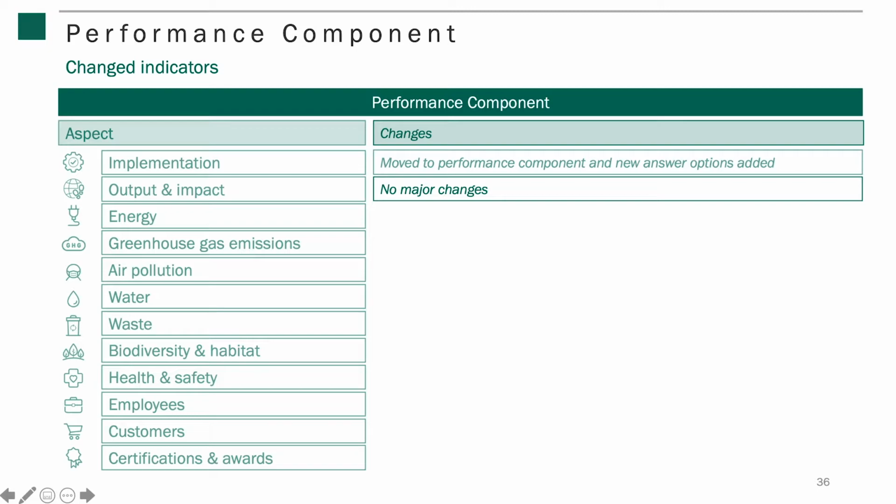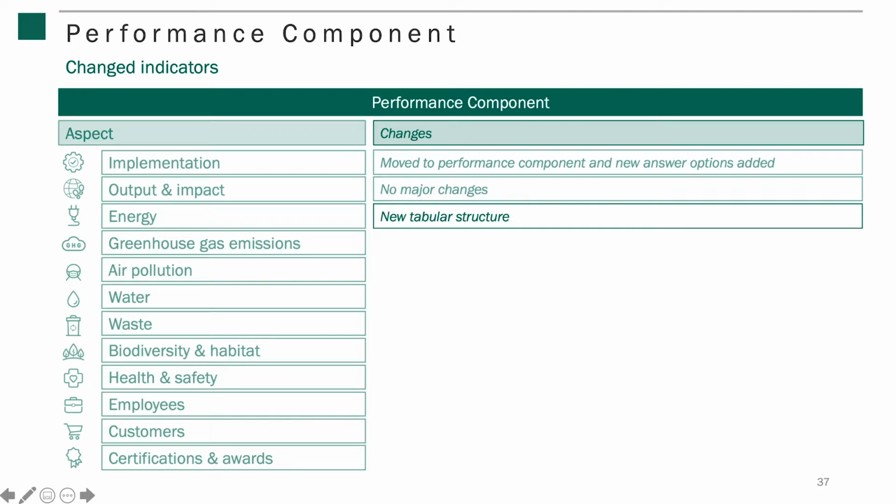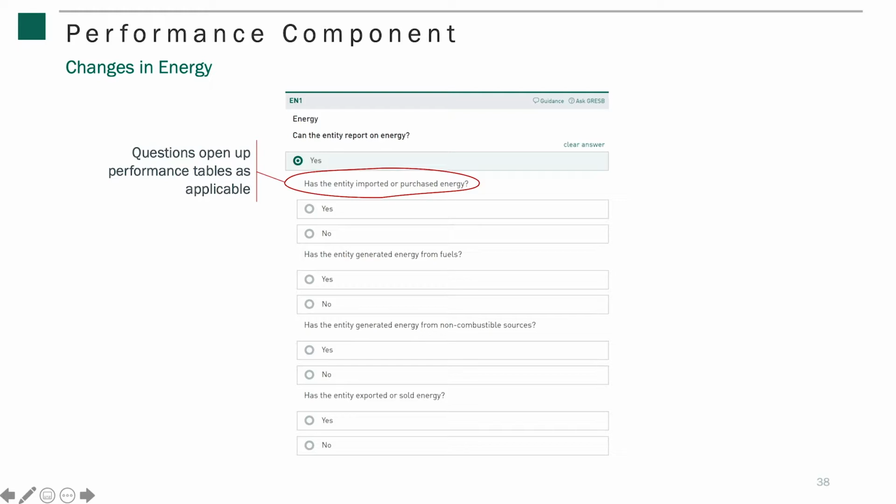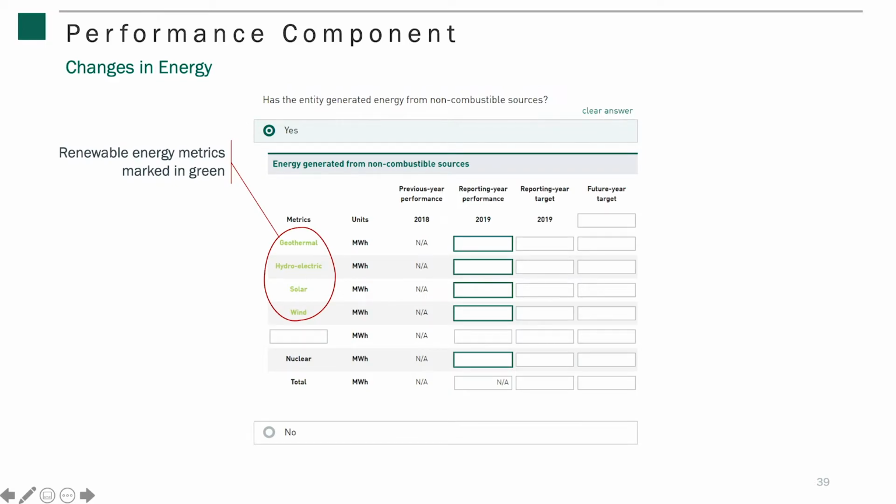Output and impact is the second aspect. Some metrics were removed to simplify reporting, but there are no other major changes. Next is energy. The energy indicator has been split into a set of questions, each opening up a table. This allows entities to focus on those parts of energy reporting that are relevant to them.